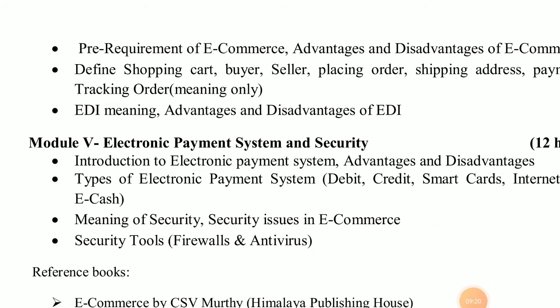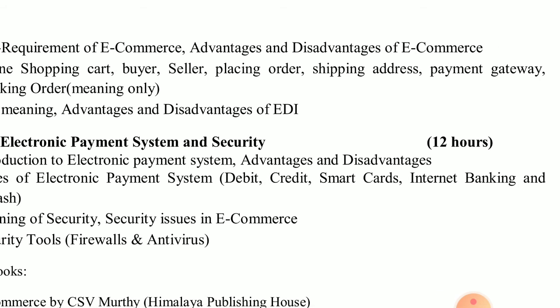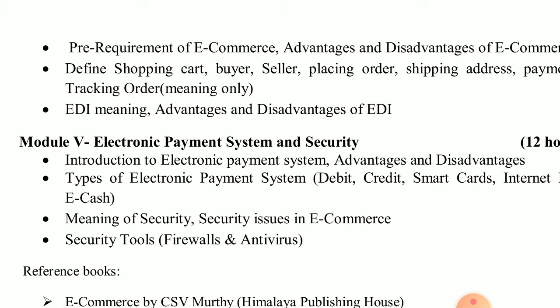In module fifth, electronic payment system means how we can pay our bills electronically, using the internet. See, if you are doing this, we need security in this. Introduction to electronic payment system, what are the advantages, what are the disadvantages of that. Then types of electronic payment system. There are a number of types of electronic payment system. You can pay your bills using debit card, credit card, smart cards or internet banking and e-cash.